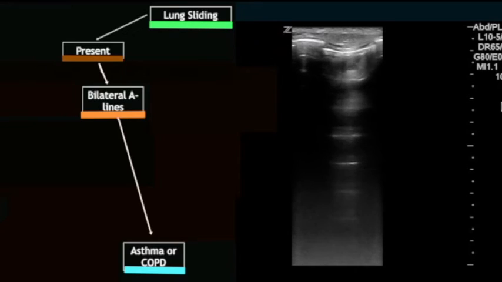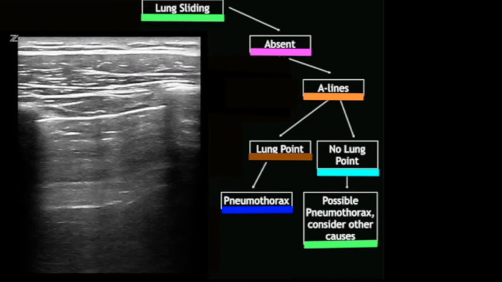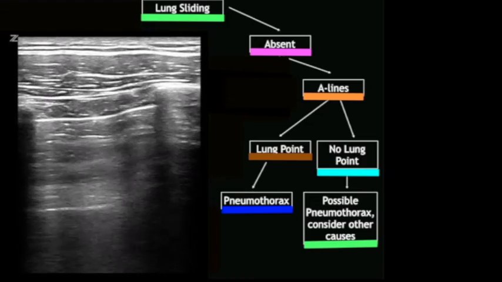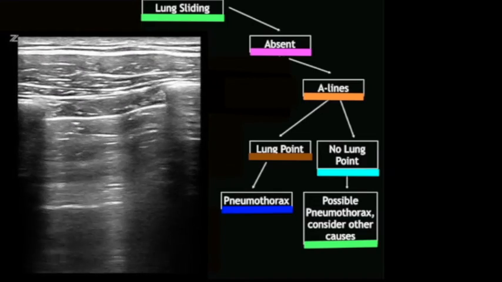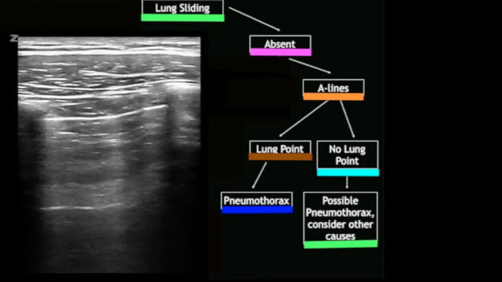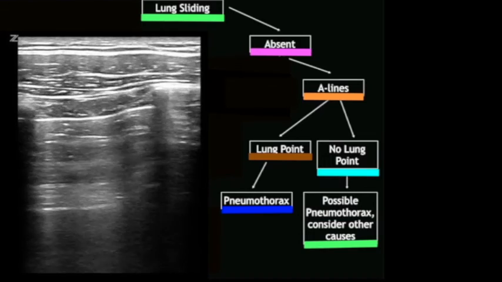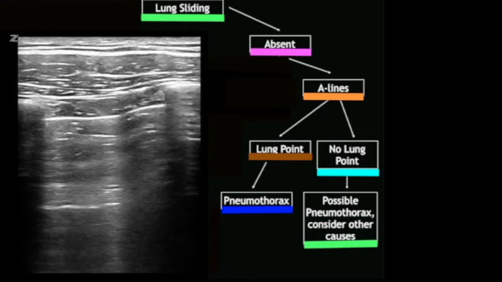If we instead find lung sliding with a predominance of A lines, COPD or asthma becomes our most likely diagnosis. If no lung sliding were present, we would consider pneumothorax in a patient with acute dyspnea. If A lines are present, pneumothorax should be suspected, but the visualization of a lung point confirms the diagnosis.